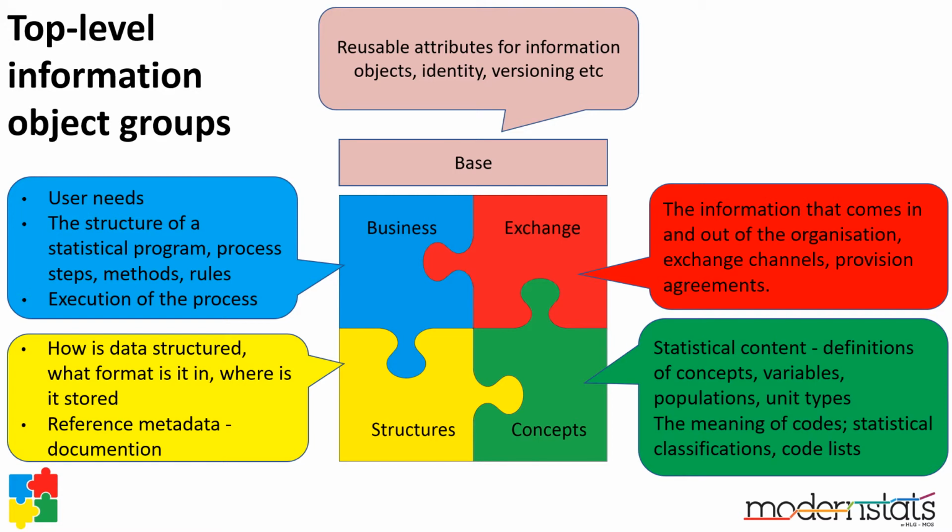What are these top-level information object groups? The blue group, the business group. The red group, the exchange. Green group, concepts. Yellow group, structures. What are these? Well, the business group handles user needs, the structure of a statistical program, has process steps, methods, rules, and execution of the process.